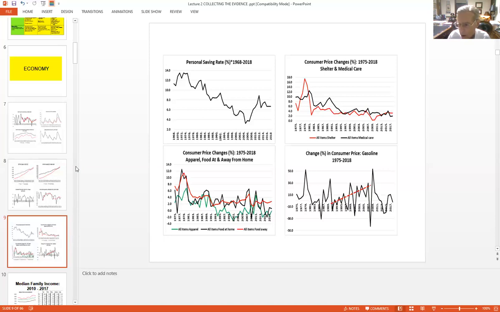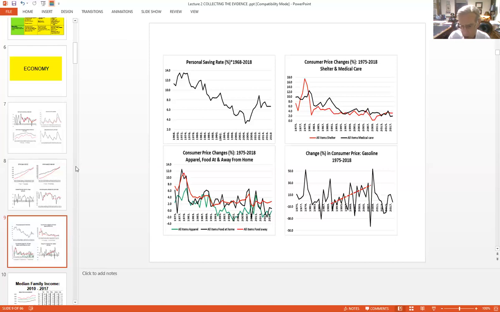The other charts here, the chart on the upper right-hand corner reflects changes in prices for shelter and medical care. And one of the nice things about that chart is that these are both very large categories of consumer spending. And generally speaking, prices have not been rising too fast in recent years. So that's one reason why it was possible for consumers to save a little bit more than in prior years.